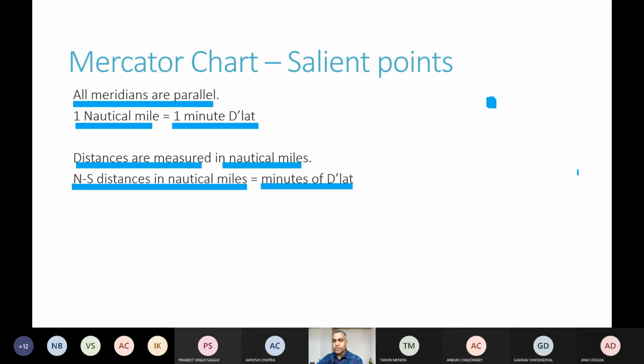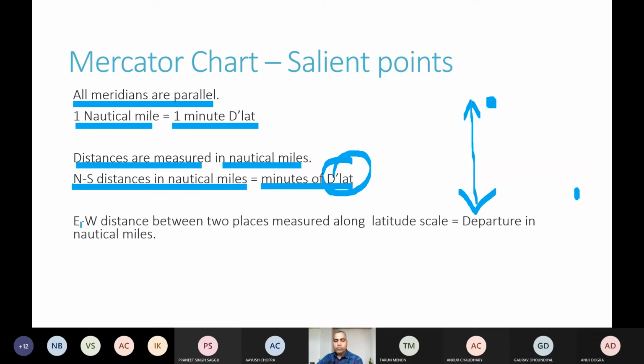Let us say you have 2 points here on the Mercator chart. You measure the north-south distance between them. Immediately gives you the DLAT between them. And if you measure the east-west distance between these 2 points, what will that give us, beta? Departure, sir. Very good.